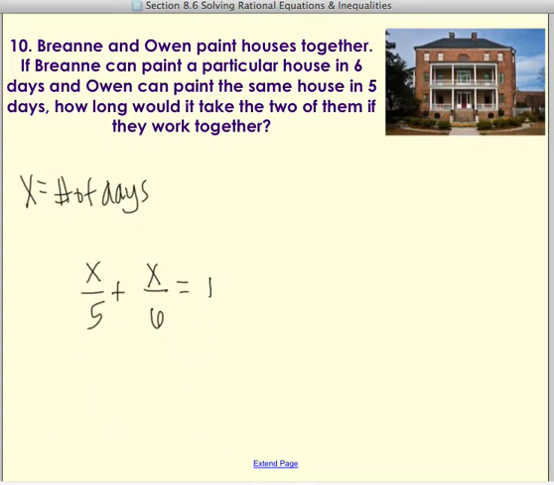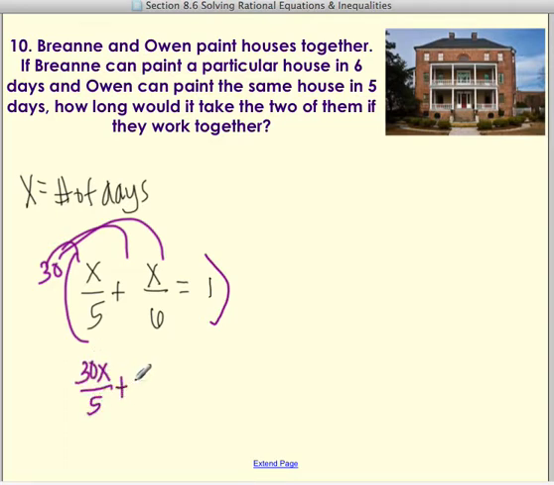So now I want to solve it. My least common denominator would be, well, what's the least common multiple between 5 and 6? Well, we know that's going to be 30. So I multiply everything by 30. So I have 30x over 5 plus 30x over 6 is equal to 30. Now I go ahead and simplify. 30 divided by 5 is 6. 30 divided by 6 is 5.